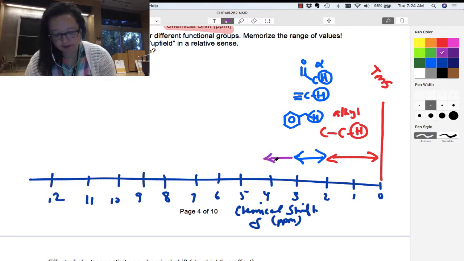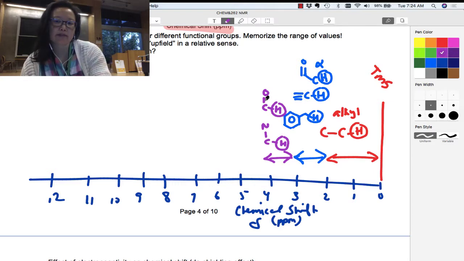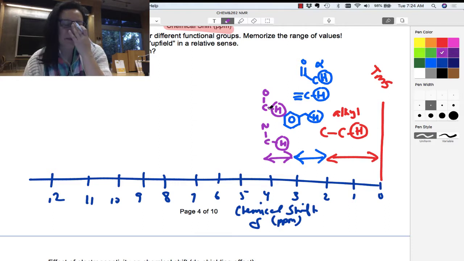Now from 3 to 4, I usually see oxygen bonded to carbon, and that carbon is bonded to a hydrogen. Or I see a nitrogen bonded to a carbon, which is bonded to a hydrogen. It's important to note I don't see the hydrogen on the oxygen here necessarily. I'm talking about the hydrogen on the carbons next to the oxygen or nitrogen.